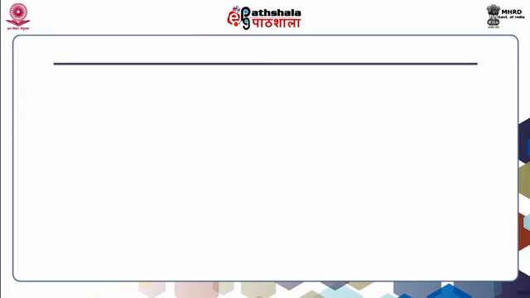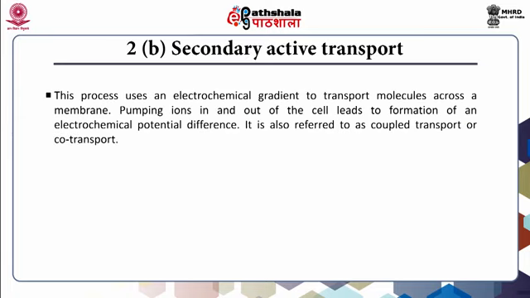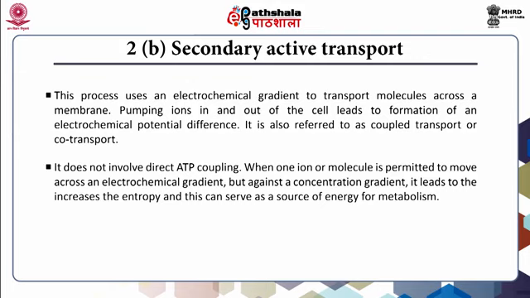Now we will see what is secondary active transport. This process uses an electrochemical gradient to transport molecules across a membrane. Pumping ions in and out of the cell leads to the formation of an electrochemical potential difference. It is also referred to as coupled transport or co-transport. It does not involve direct ATP coupling.